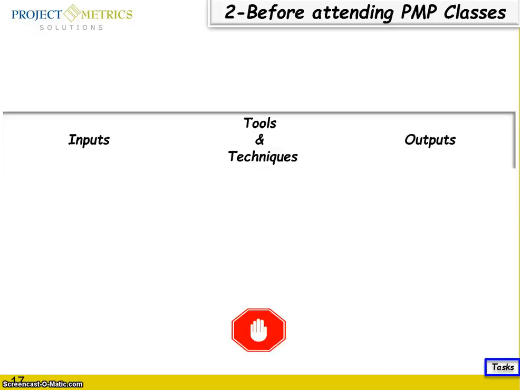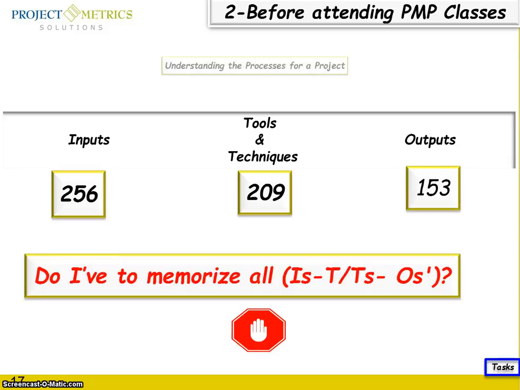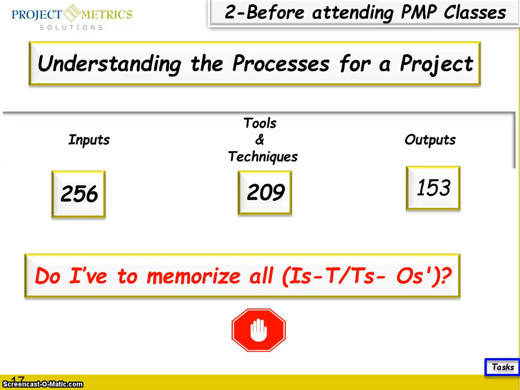What are the total numbers of the tools and techniques, the inputs and the outputs? Again, do I have to memorize them? I'll walk you through what to memorize as inputs, what to memorize in the tools and techniques, and what to memorize in the outputs. So make the logic. Don't memorize anything. Make the logic of the inputs, make the logic of the tools and techniques, make the logic of the outputs.